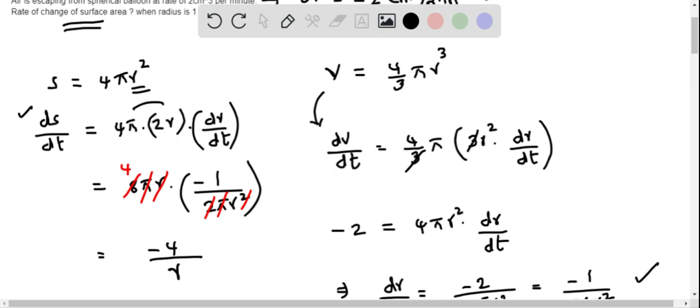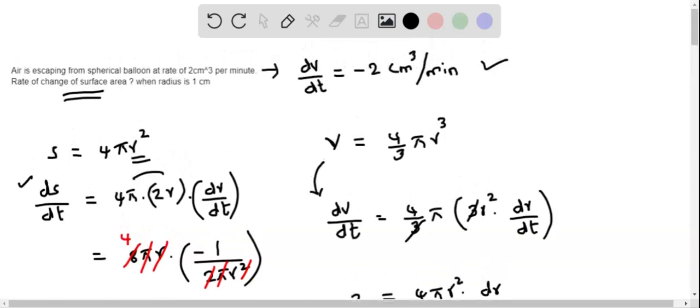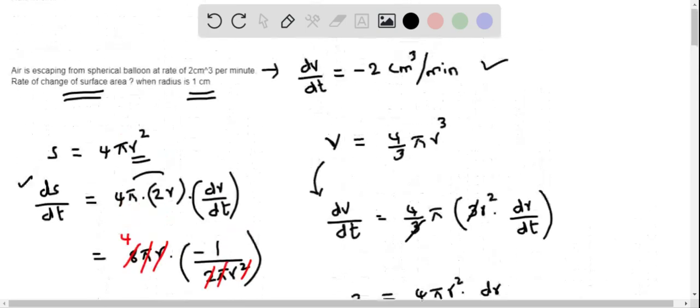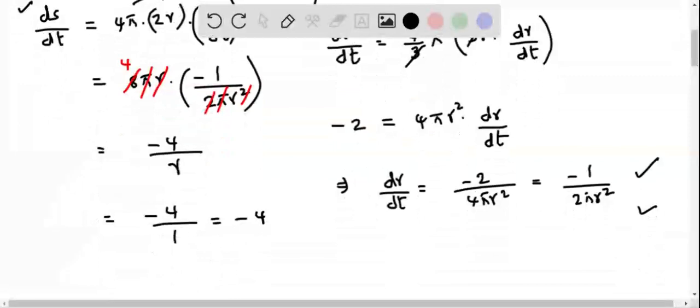And we have to determine the rate of change of surface area when the radius is 1 centimeter. So we plug in r equal to 1 into this. So I put 1, and therefore this becomes negative 4. So this is the rate of change of surface area. Since we are getting a negative value, it's basically shrinking, and the unit of this is cm² per minute.